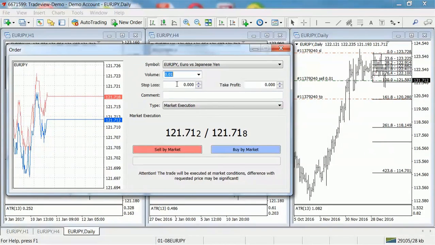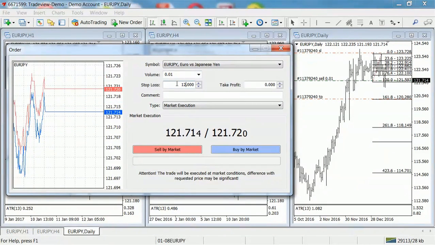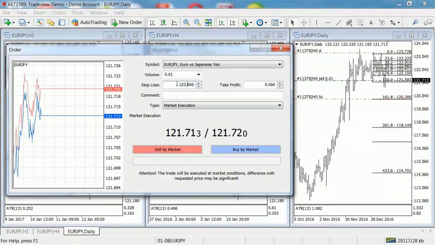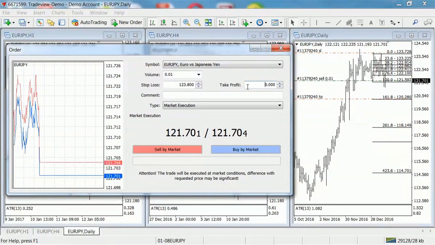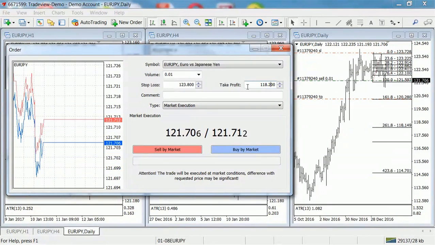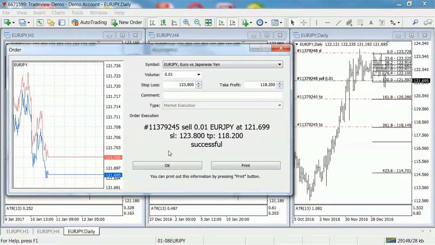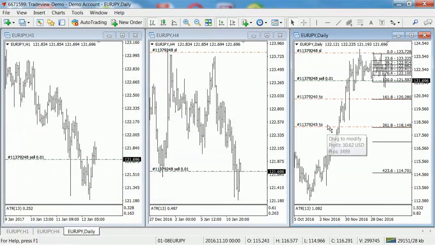Okay, so that's 123.80. Your take profit 118.20. I'll use 20 there. Okay, so there you go. There you have your trade based on a daily swing failure.